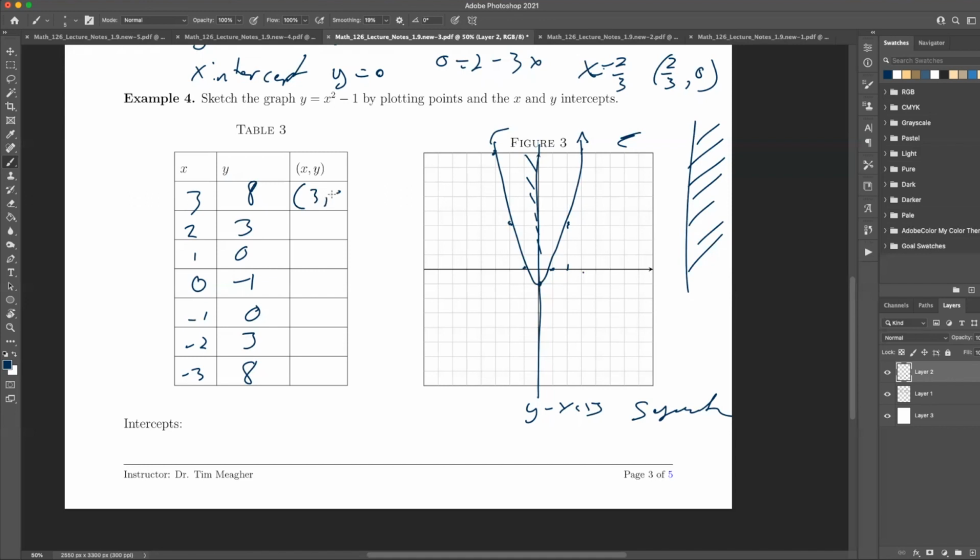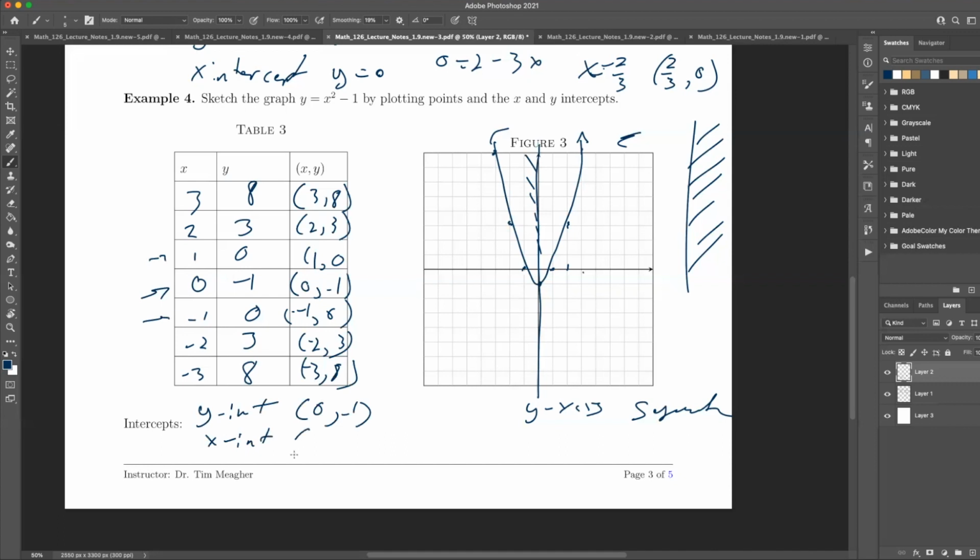Here, let me just fill this in for completion's sake. 3, 2, 1, 0, -1, -2, -3. All right, our y-axis is this one, so our y-intercept, I'm going to start abbreviating it y-int, will be 0 and -1. Where does it intercept the x-axis? We actually have it on this one, so we don't have to solve for it. We just found it by happenstance. So it is 1, 0 and -1, 0.